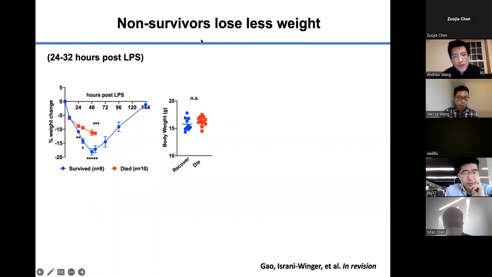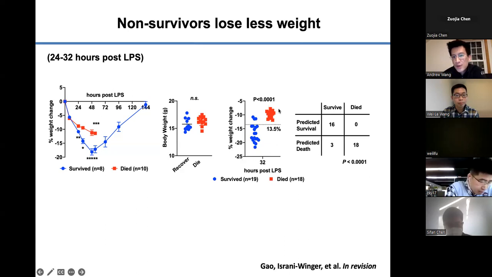And what we found with LPS was that, surprisingly, mice that ended up dying lost less body weight than mice that would survive. It's a surprising finding because we usually associate loss of body weight with poorer health, but this is what we saw. And you can see that the mice started out weighing the same.